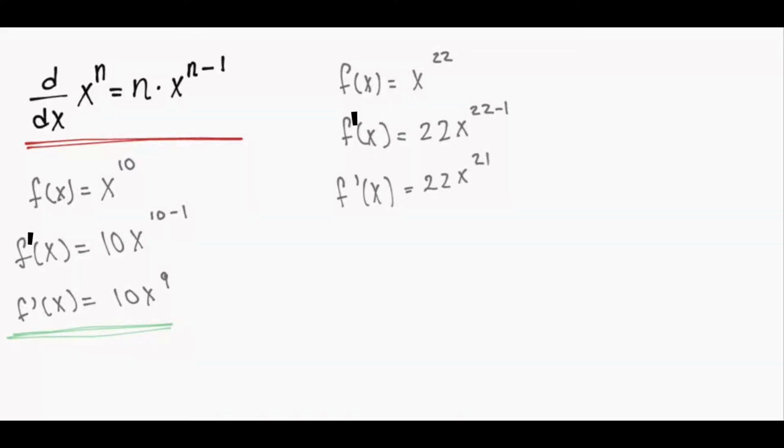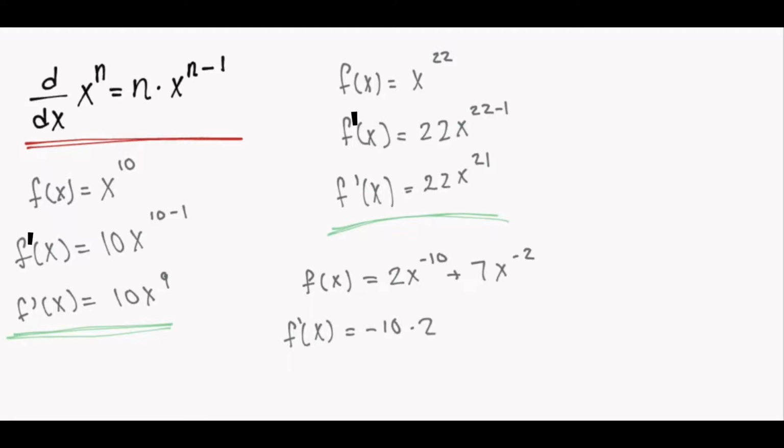Now let's move on to the third example. f of x equals 2x to the power of negative 10 plus 7x to the power of negative 2. This might seem confusing, but it's really just the same exact steps again. So it's f prime of x equals negative 10 multiplied by 2x to the power of negative 10 minus 1.